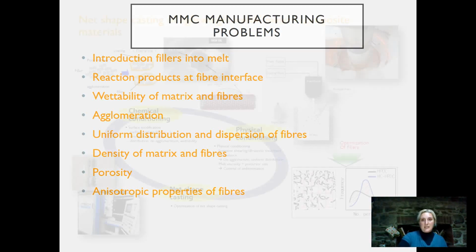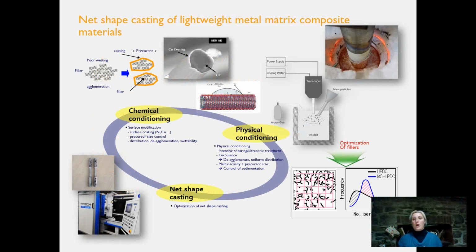In order to optimize all the conditions and achieve better responses to the challenges just presented, we can do a chemical conditioning of the fibers themselves, changing their surface in such a way that they become wettable. Then we can physically condition the melt with the fibers in it in order to obtain homogeneous distribution. It can happen with stirring, or it can happen with ultrasonication. And we can also, of course, optimize the casting itself.